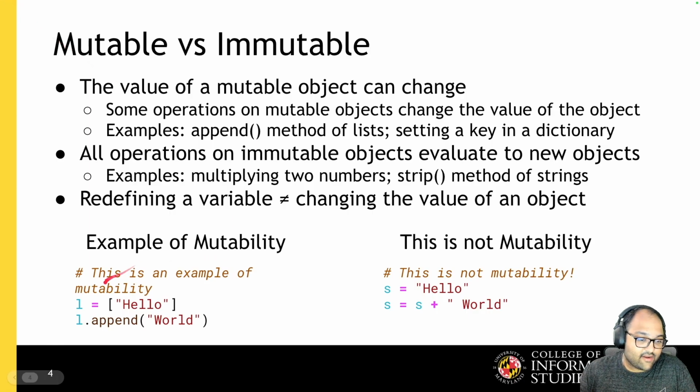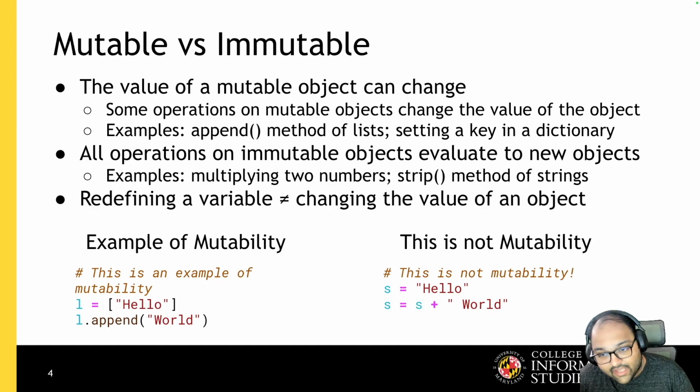You can take a look here: L is equal to hello, L dot append. That's mutable because we're appending to the list. On the other hand, all operations on immutable objects actually become new objects. What does that mean? For example, we've done string dot upper or string dot strip, and that is actually creating a new object.